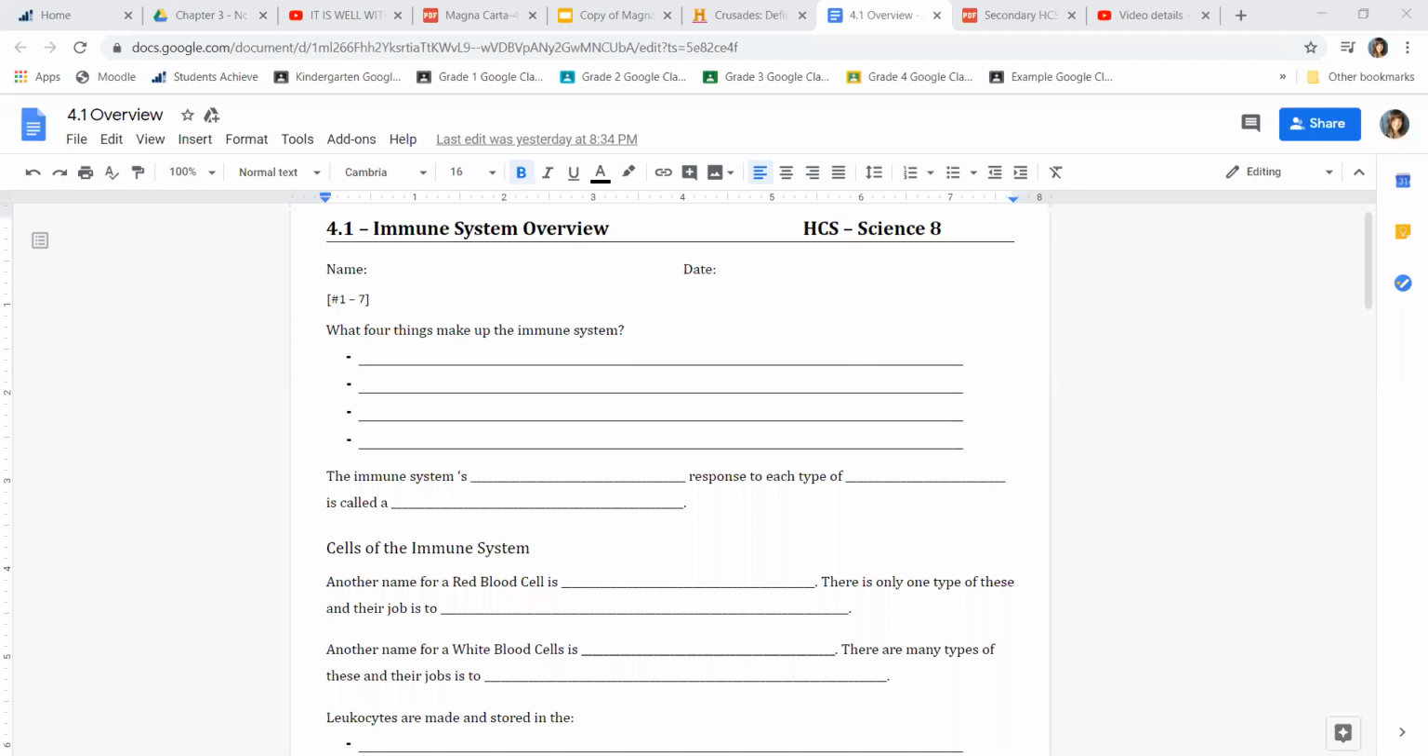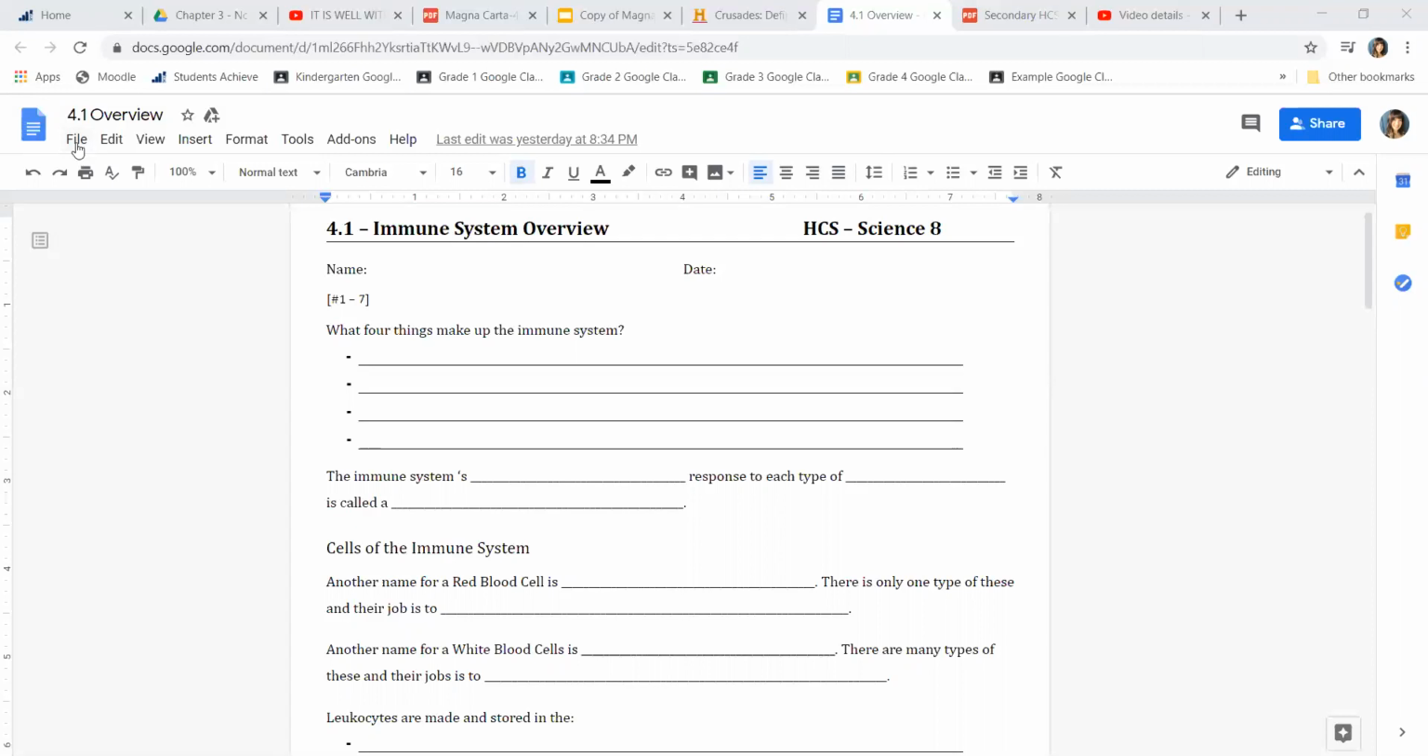So, what we're going to be doing is I'm going to just show you this document here, 4.1 Immune System Overview. I will be including the link to this in Moodle. Now, with this link, as far as I know, when you get it, it will be view only. And there's a reason for that because I want you to be able to write your own notes. And so it doesn't work if all of you are trying to work on the same document at the same time.